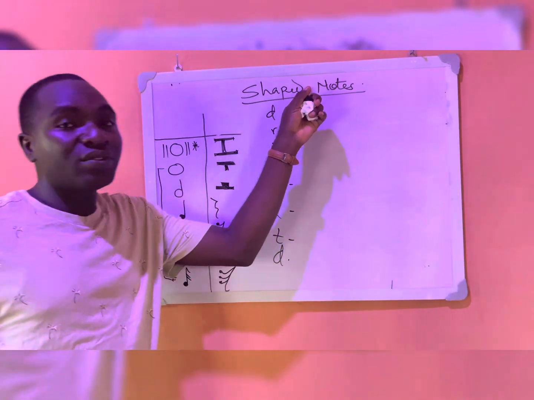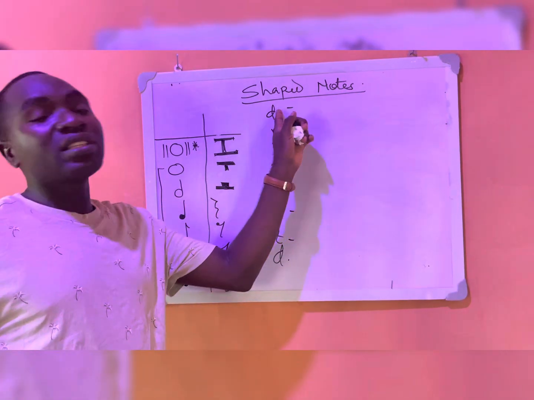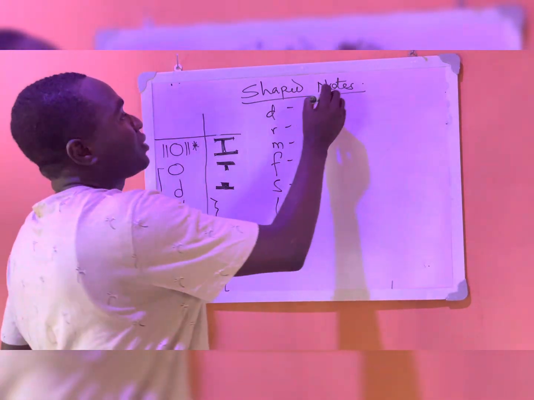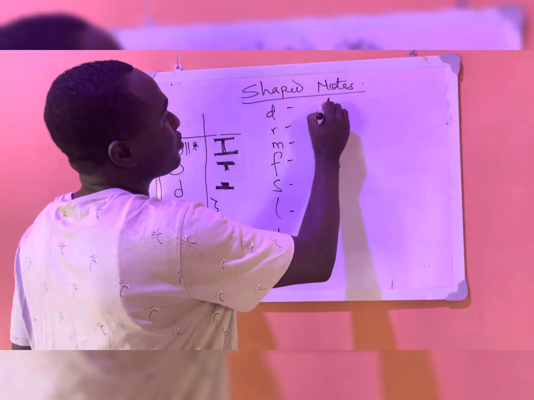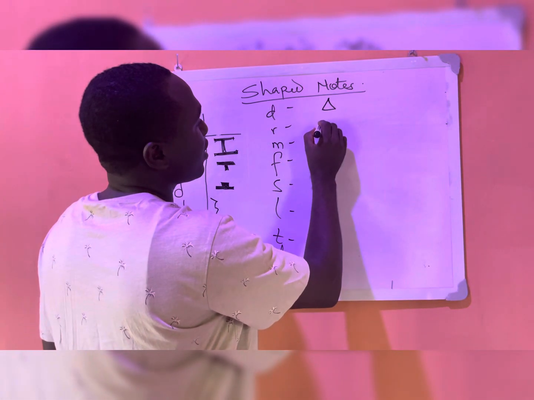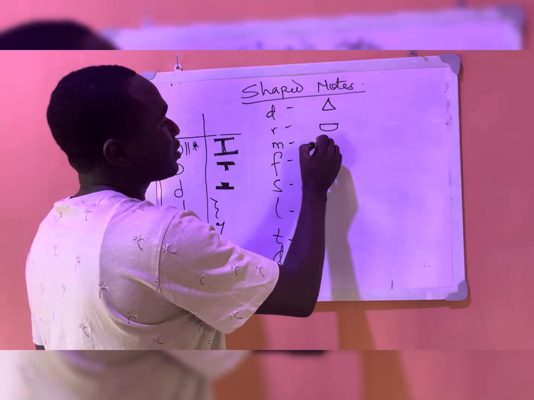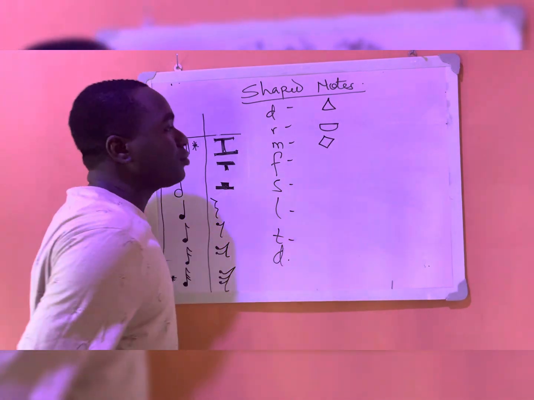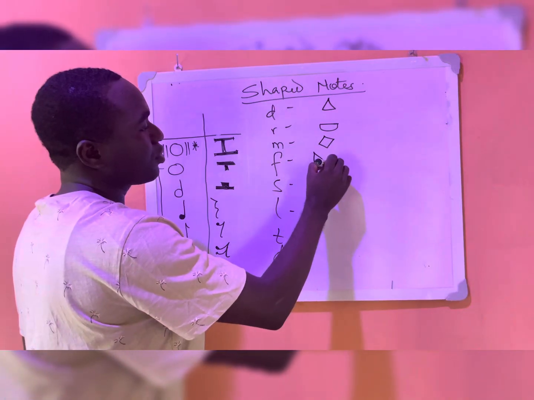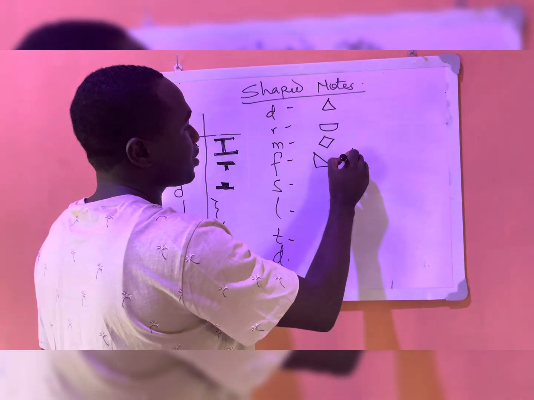So shaped note was developed such that when you see a symbol, you know it stands for do. Once you see another symbol, it stands for re. So these are what we call shaped notes. And the symbol for do is this, a triangle. Then for re we have a circle divided into 2. Then for mi we have a kite. For fa we have a right angle triangle, which could either be facing this way or facing this way.